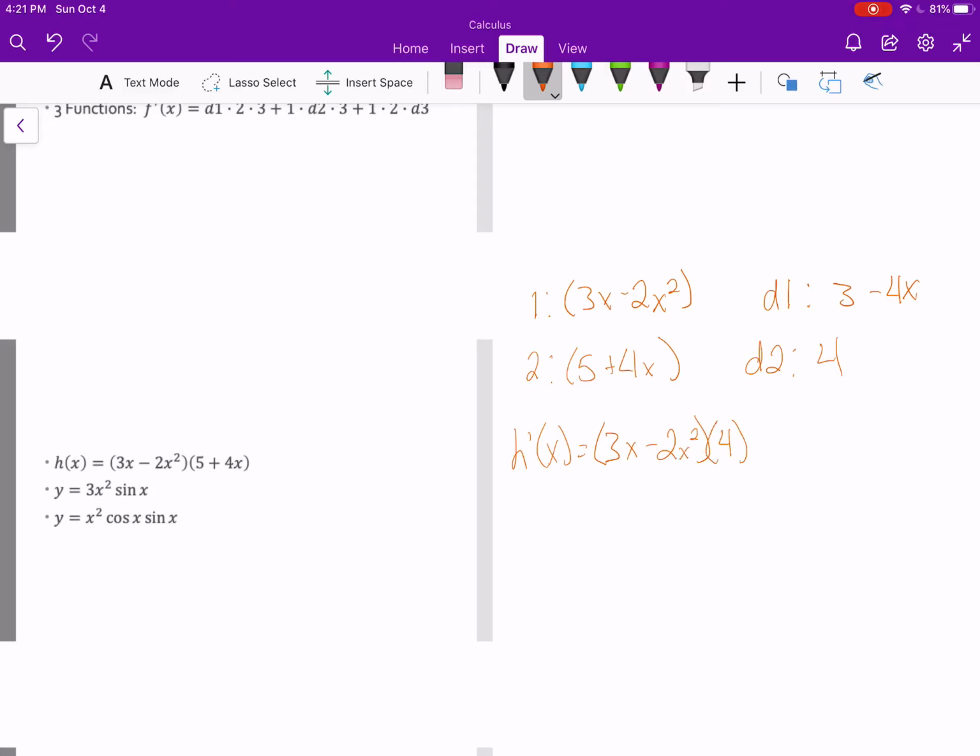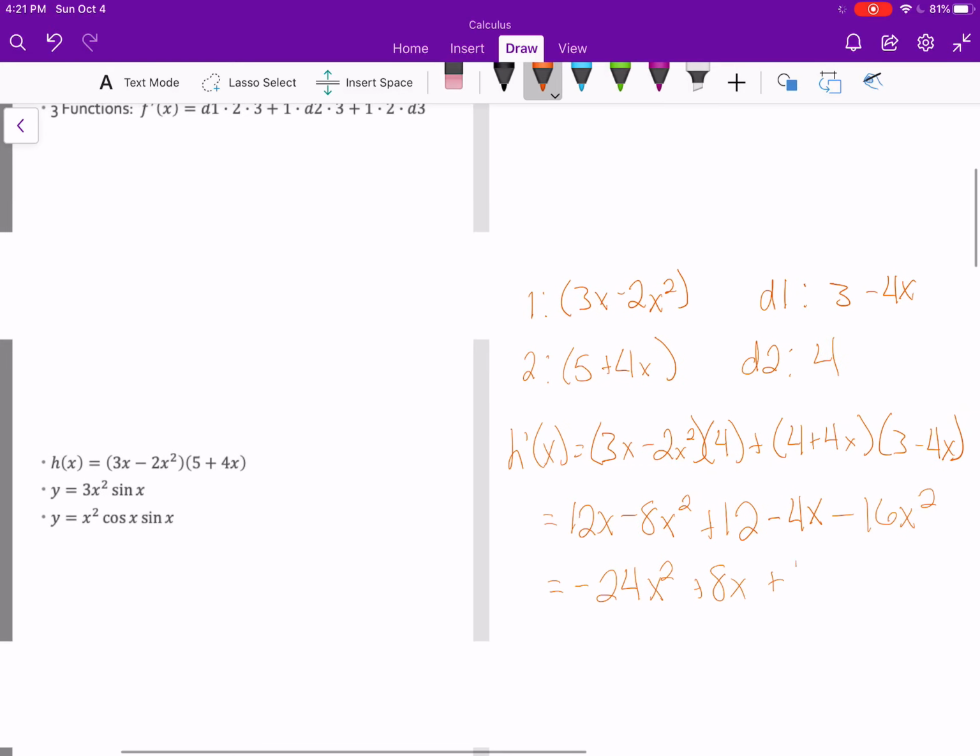d2 plus 2 and then d1. And then we just simplify. So here's 12x minus 8x squared plus 12 plus 12x minus 16x is minus 4x. And then minus 16x squared. Combine like terms, negative 24x squared plus 8x plus 12. And we are done.